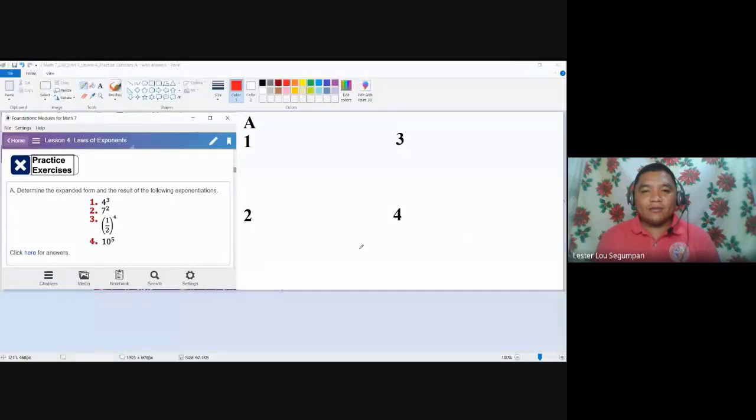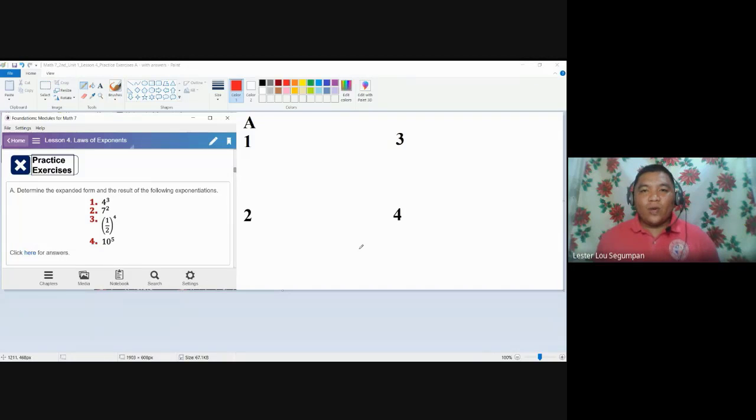So let's try to solve here the practice exercise in lesson number 4. This is practice exercise A. Before we go to the laws of exponents, let's try to understand what exponentiation means. So they have number 1, number 2, 3, and 4. Let's try to expand it and give its value.